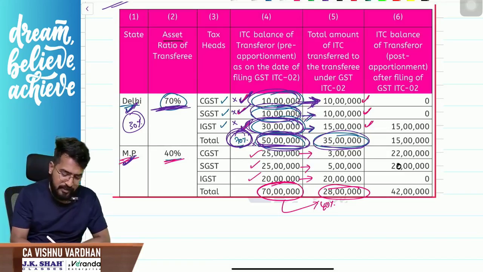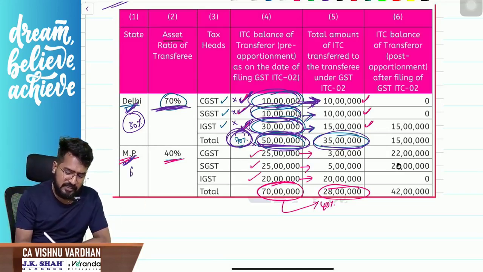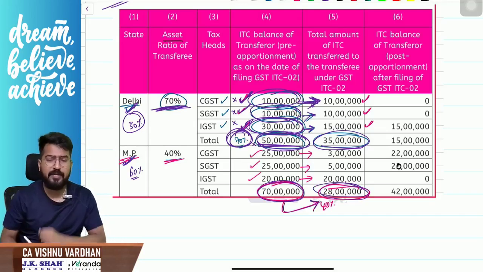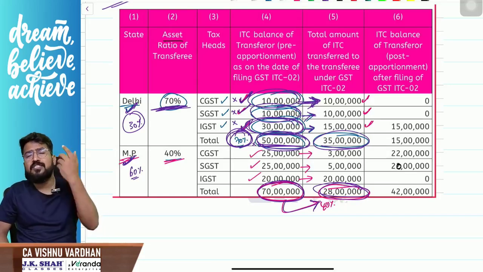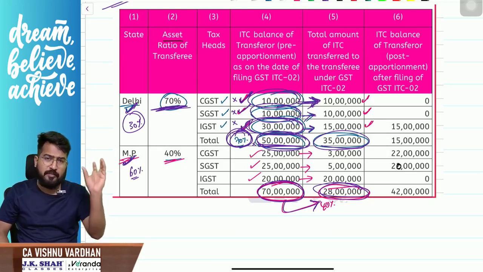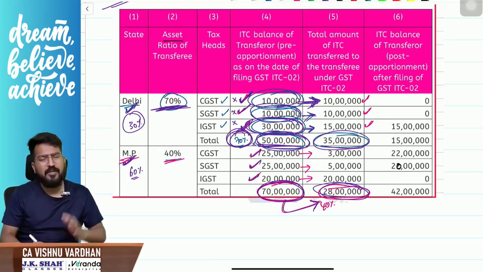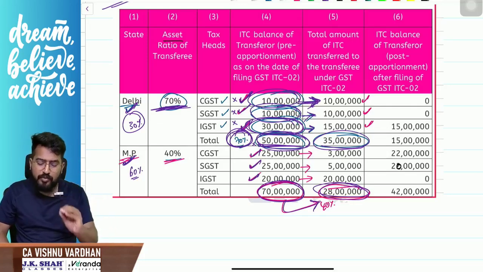Here again, for Madhya Pradesh, the demerged unit is getting 40% of the assets and the old unit is having 60% of the assets. The total ITC balance is 70 lakhs. From that, 40% you can transfer, which means 28 lakhs, correct? In each head, 25 lakhs, 25 lakhs, 20 lakhs is available. You transfer as much as you want from each head, but the total should match 28 lakhs.